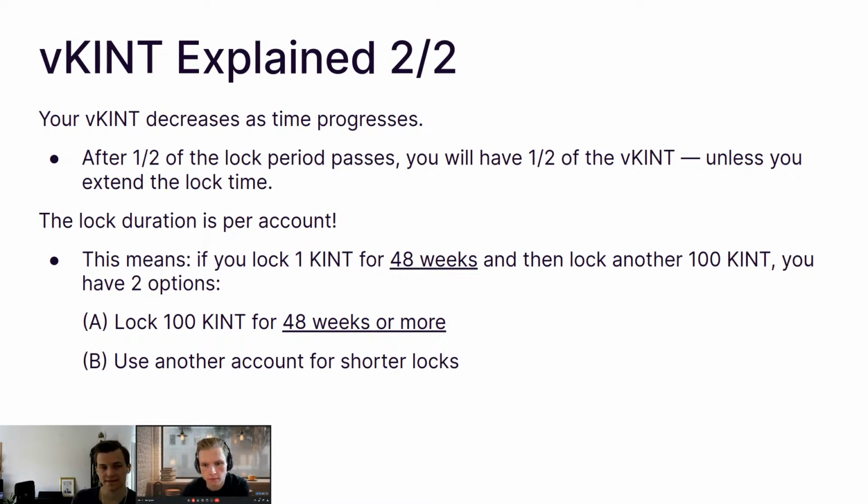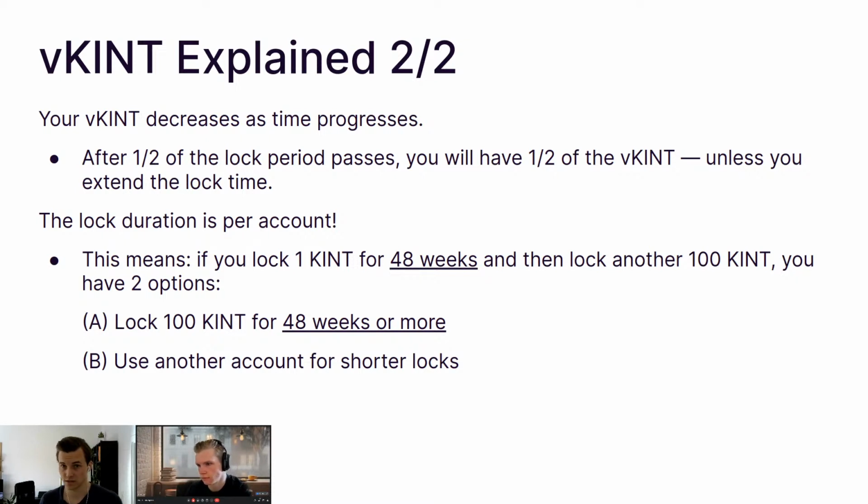Your vKINT decreases as time progresses. That means after, let's say, half of the lock period, let's say you lock your vKINT for 1 year, after half a year, you will have half of the vKINT that you had initially, unless you extend the lock time. Why? Because time is an inherent measure of vKINT. As time progresses, the remaining lock period decreases, which means that your vKINT amount decreases as well.